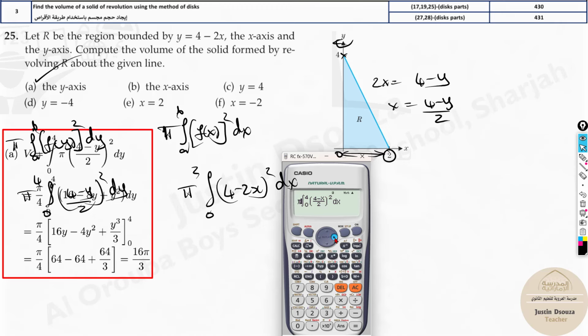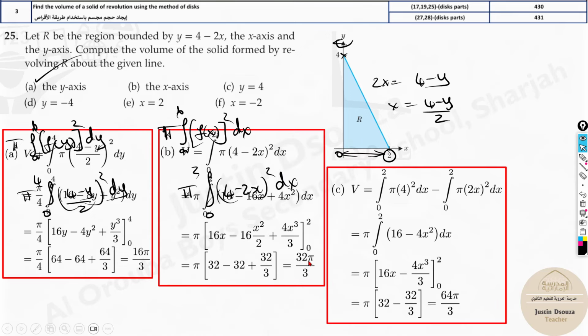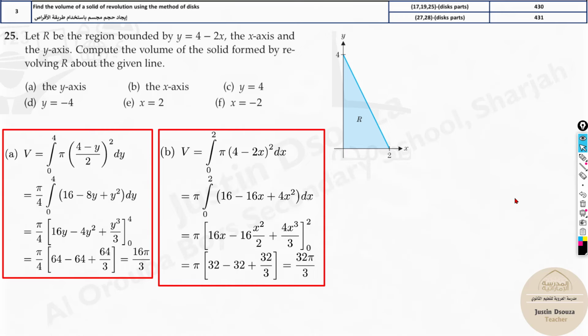What about the second one? Over here, no, it's better I write it again because there is no fraction now. It'll be 4 minus 2x. Close the bracket and square it. And the limits are from 0 to 2 over here. 0 and 2, and we have to write a pi. Even if you put multiplication, it's fine. It's 32 by 3. That's the answer, 32 pi by 3. And these are all washer problems. Two radii are involved. So this is how we can solve easily for the method of disks.